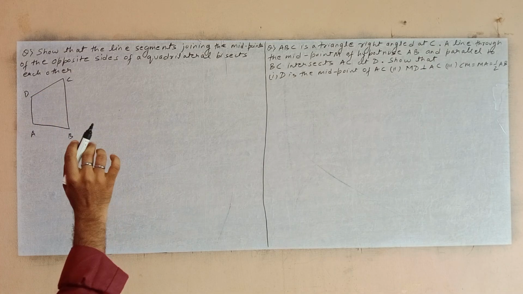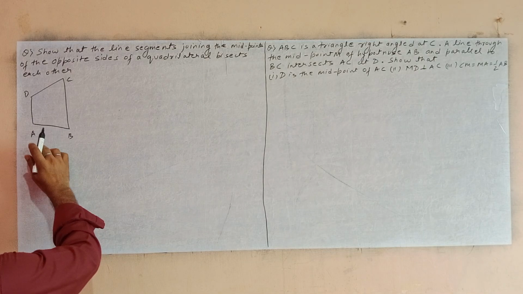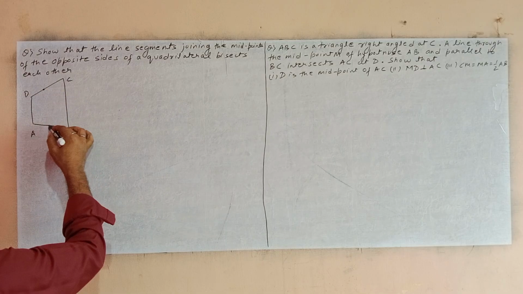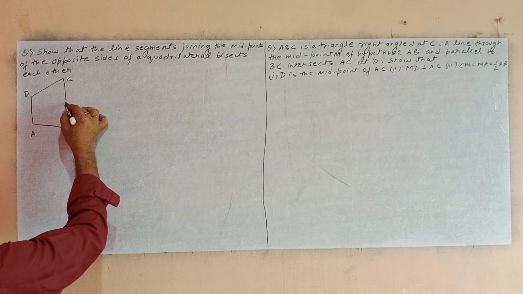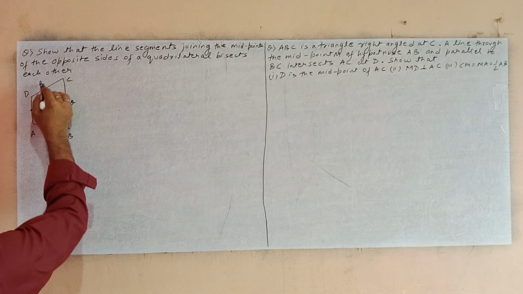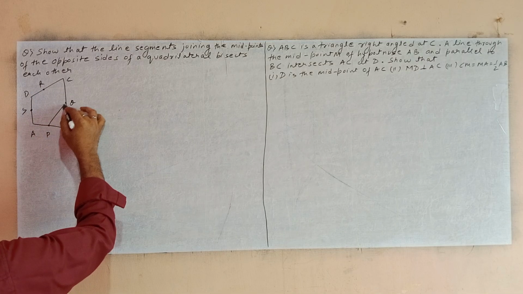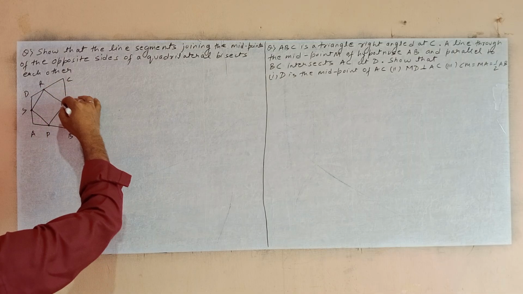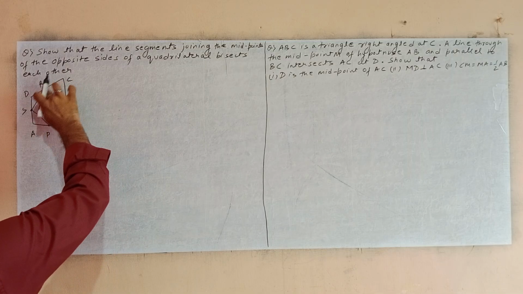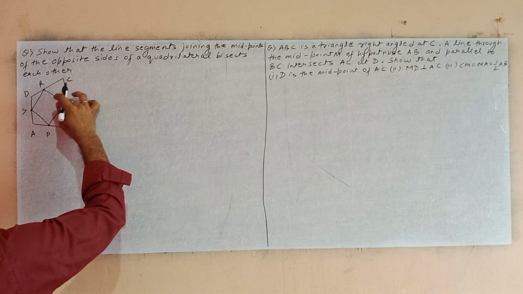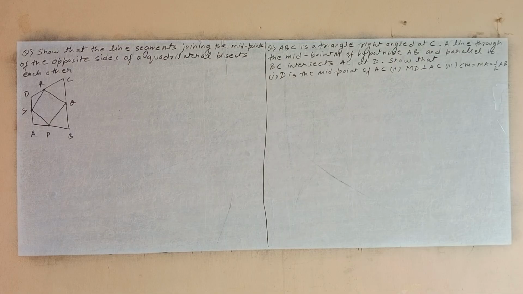And the line segment joins the midpoints of the opposite sides. So you have to take the midpoints of the sides. Take the midpoints as P, Q, R, S. So see, we are joining all the points. Okay. So we get PQRS, which is also a quadrilateral.